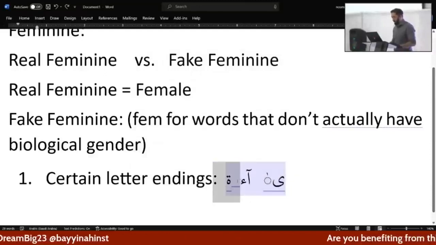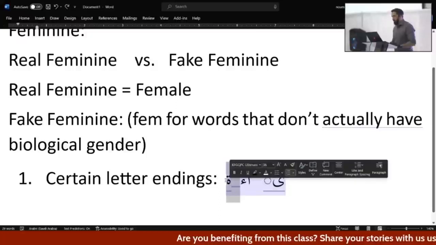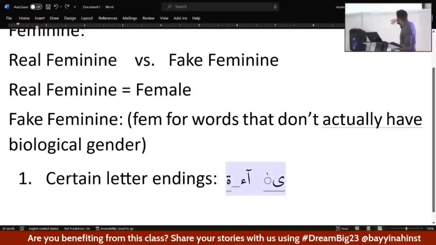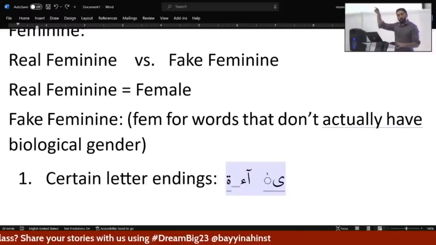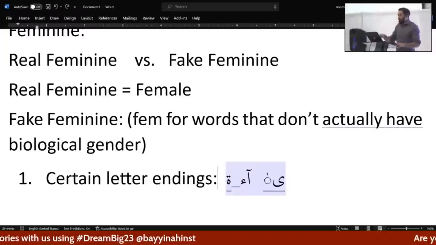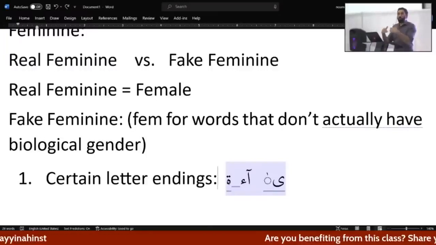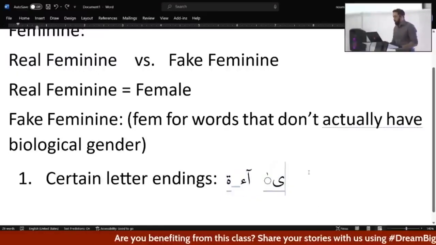Let's see if I can show this to you. You see sometimes there's a ya and it has a dagger on top. I'm not able to put the dagger on my keyboard right now, but it's called an alif maqsura, like Musa has an alif maqsura on top. These 3-letter endings on certain words can make the word feminine in Arabic, but they don't always work.